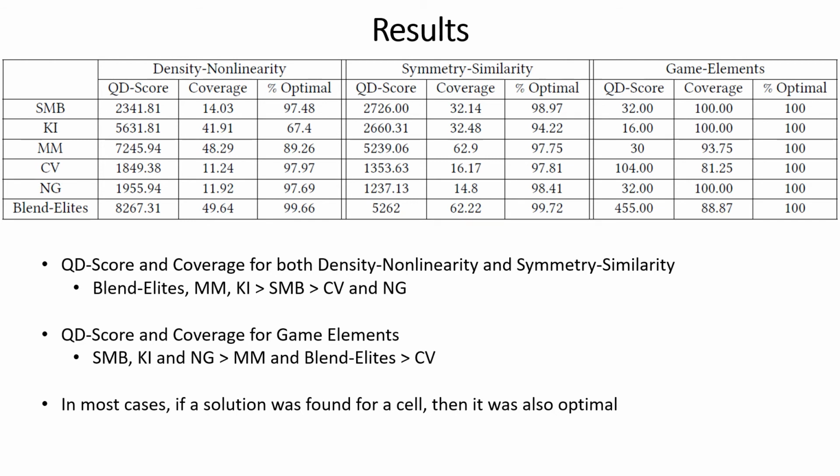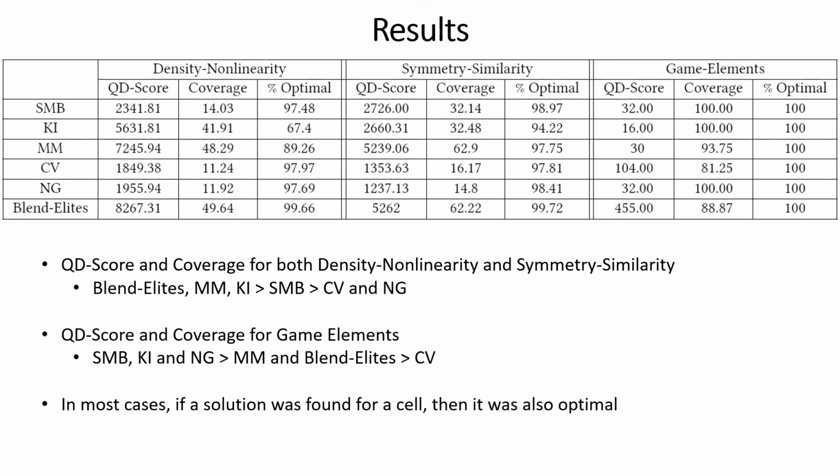And so that brings us to the results. For both of the tile-based BCs, the highest QD score and coverage values were observed for blend elites, followed closely by Mega Man and then Kid Icarus, while for the game elements BC, the highest QD score and coverage values were obtained for Mario, Kid Icarus, and Ninja Gaiden. There's more discussion about these results in the paper, but the important thing to note here is that in most cases, if a solution was found for a cell, then the optimal solution was also found, as exhibited by the high values for optimality percentage in most cases.